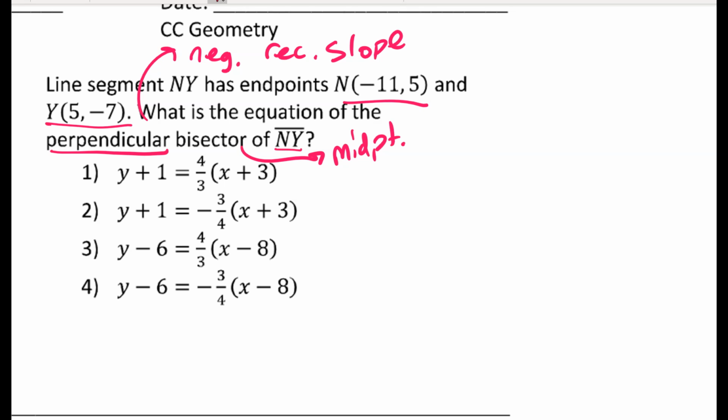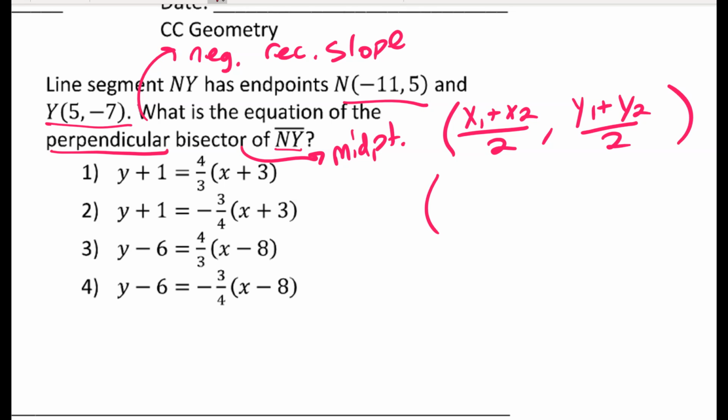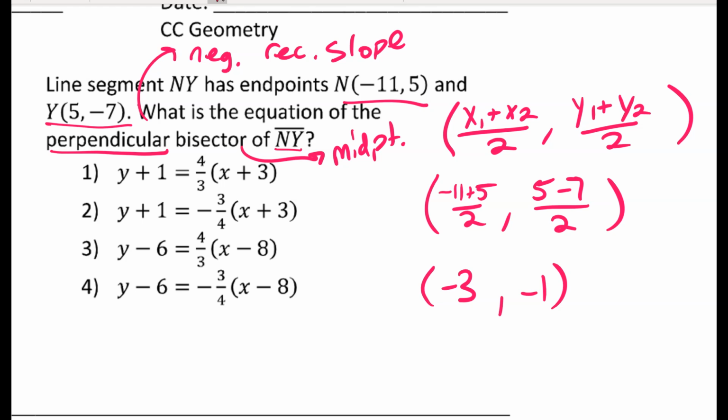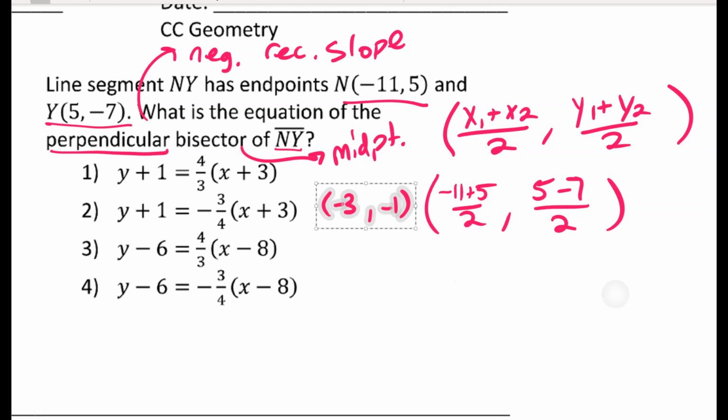So the first thing I'm going to do is plug into the midpoint formula. Remember, that's just the average of the x's, comma the average of the y's. So I'm going to add up my coordinates and divide by 2. For the x coordinates, that's going to be -11 plus 5 over 2. And for the y coordinates, it's going to be 5 plus -7, which is -2, divided by 2. -11 plus 5 is -6 divided by 2 is -3. And 5 minus 7 is -2 divided by 2 is -1. So that's the midpoint. That's a point that I know is definitely on my line.